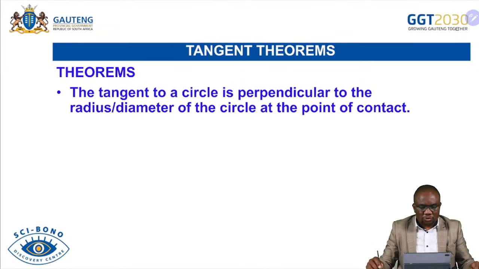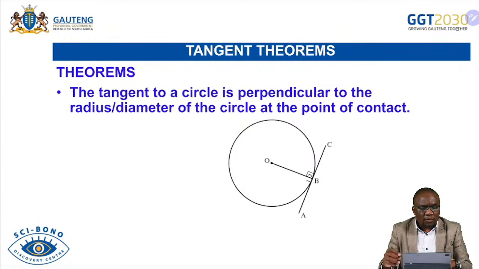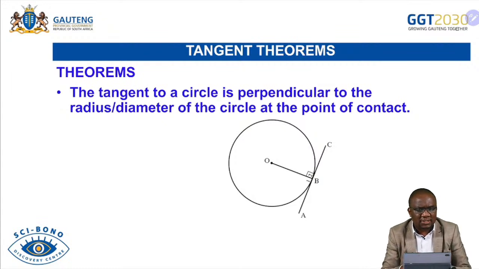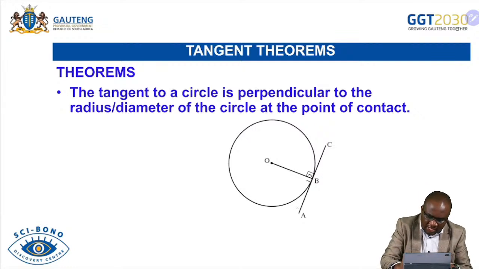Right, welcome back, grade 12. Did you manage to draw your diagram? Let's compare our diagrams. Do you have a diagram like this? Right, we are saying what? The tangent. Which one is the tangent here? It is the AC, tangent AC. Do you see the tangent AC? This is the tangent AC.